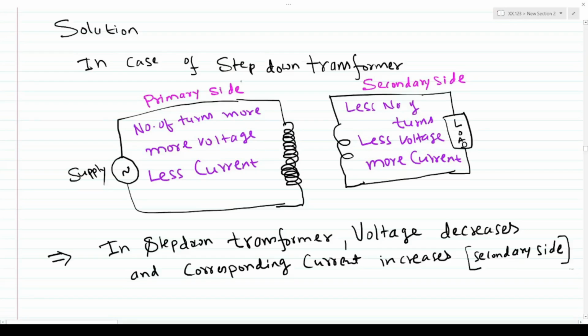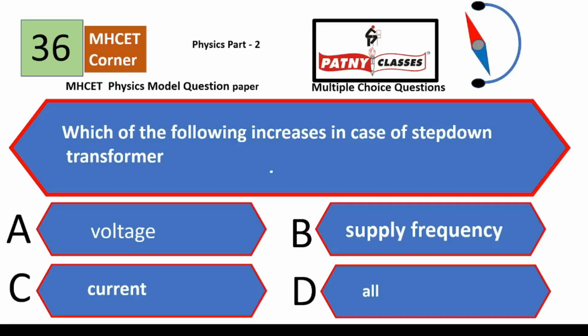Here is the solution. In case of step down transformer, on primary side the number of turns are more, on secondary side number of turns are less. On primary side more voltage and secondary side less voltage. But in case of step down transformer, the corresponding value of current on secondary side is more compared to the primary side. Therefore, in step down transformer, voltage decreases and corresponding current increases. Therefore, option C is correct option.